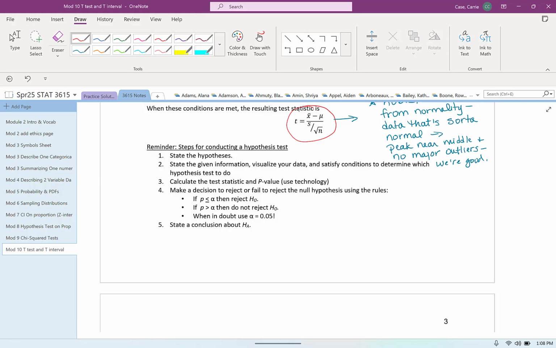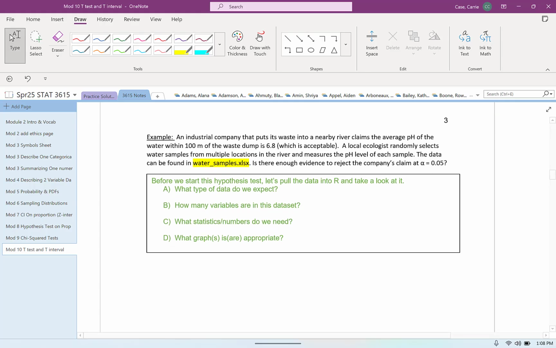So let's just work an example. An industrial company that puts waste into a nearby river claims that the average pH of the water within 100 meters of the dump site is 6.8, which is considered acceptable. A local ecologist randomly selects water samples from multiple locations in the river and measures the pH level of each sample. The data can be found in the water samples Excel file. Is there enough evidence to reject the company's claim at alpha equals 0.05?